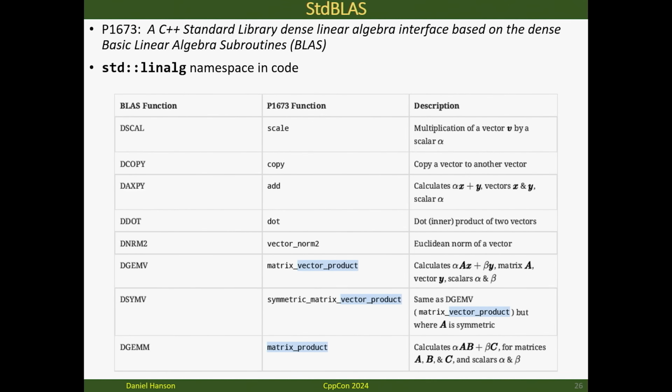Just looking at some examples here in the left-hand column, these are the old Fortran functions, just a selection of them, not all of them. And in the middle column, these are the BLAS functions that are their equivalents. So the first one, scale, is scalar multiplication. Come down here, dot product of two vectors.